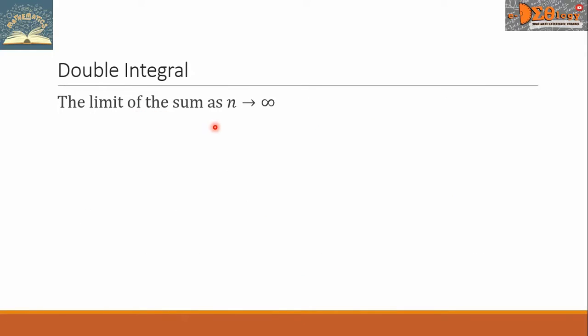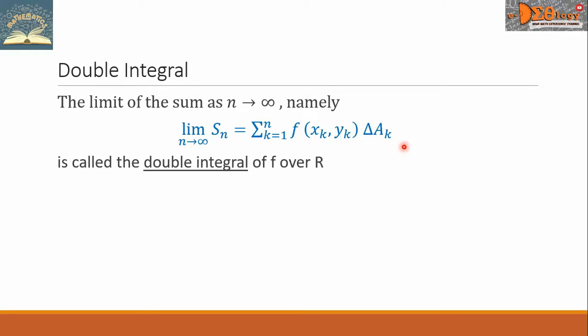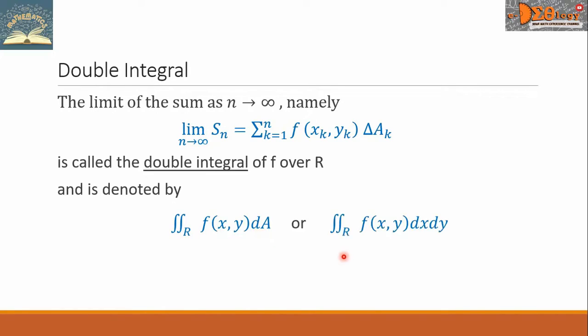Now the limit of that sum as n approaches infinity, namely, this is now our symbol: the limit as n approaches infinity of our sum. And this is called the double integral of f over R. This is denoted by the double integral over R of the function f of x y dA, or we say the double integral over R of the function f of x y dx dy.